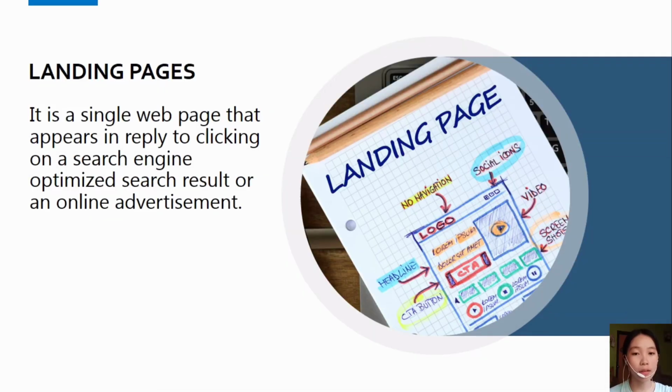Third element is landing pages. A landing page is a single web page that appears in reply to clicking on a search engine optimized search result or an online advertisement. A powerful and convincing landing page may make people sign up for an email list immediately. As a student, we need a website that can help us in studying.